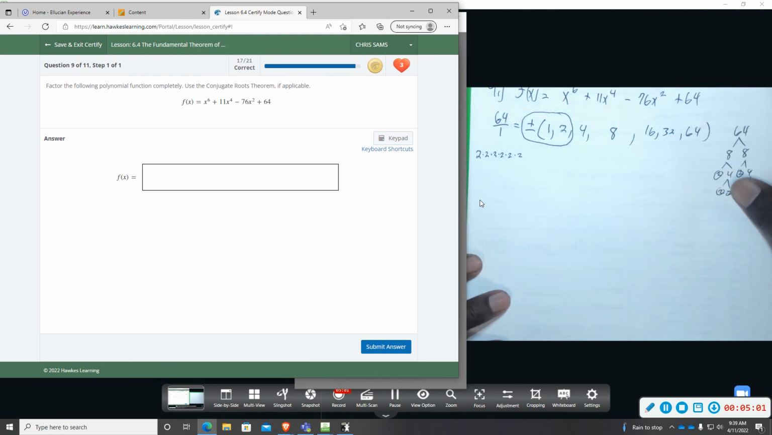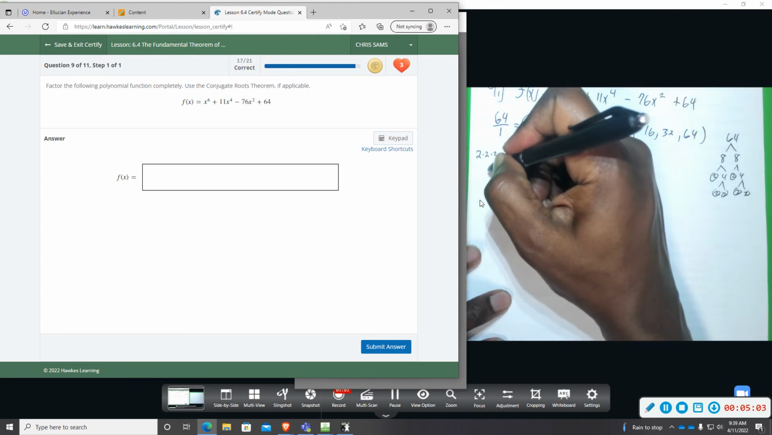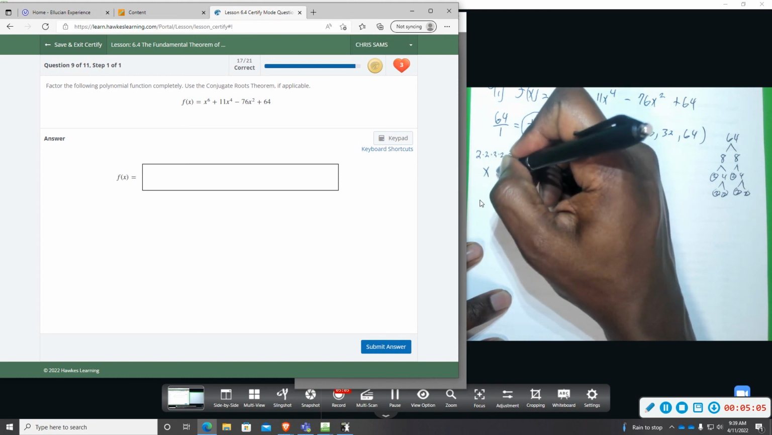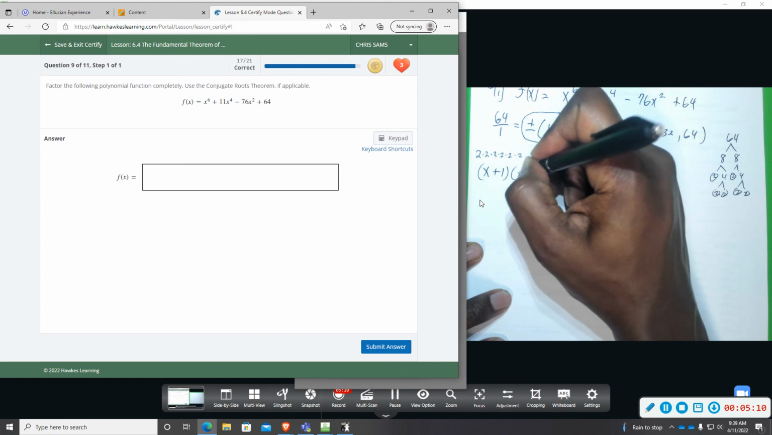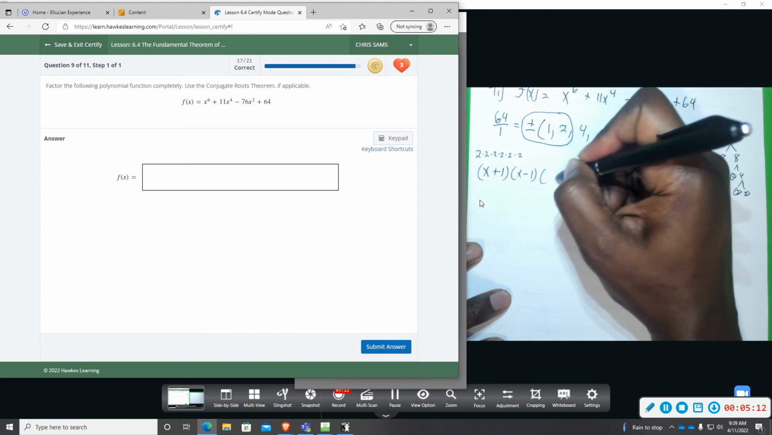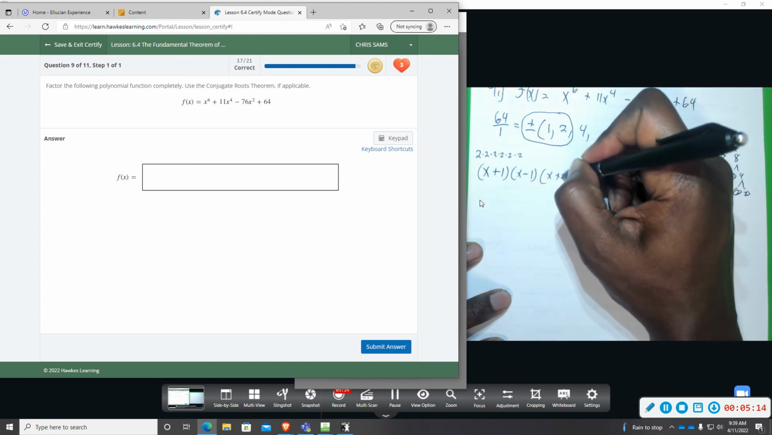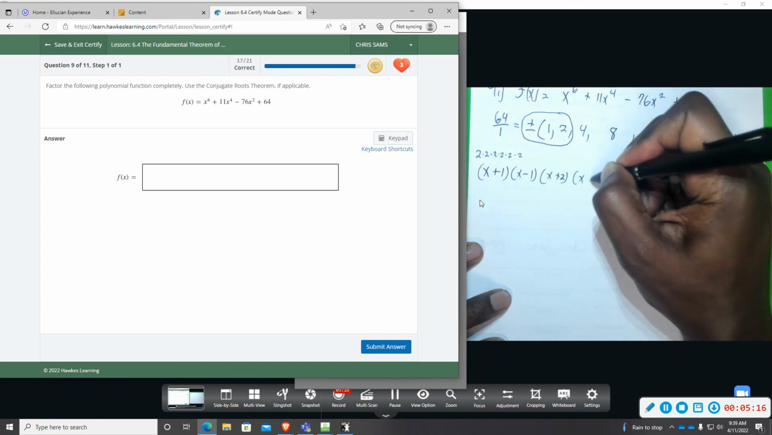And then that means x plus 1 is a factor, x minus 1, x plus 2, and x minus 2.